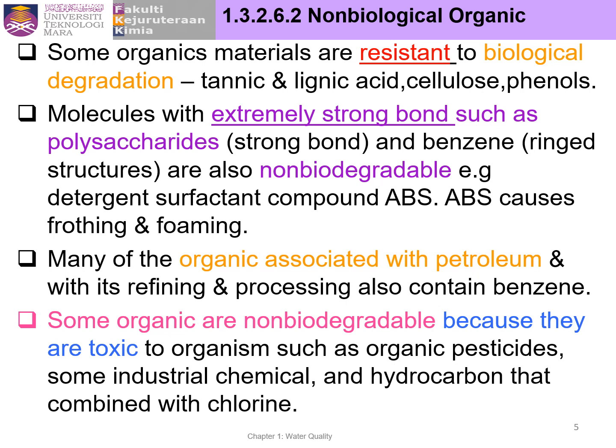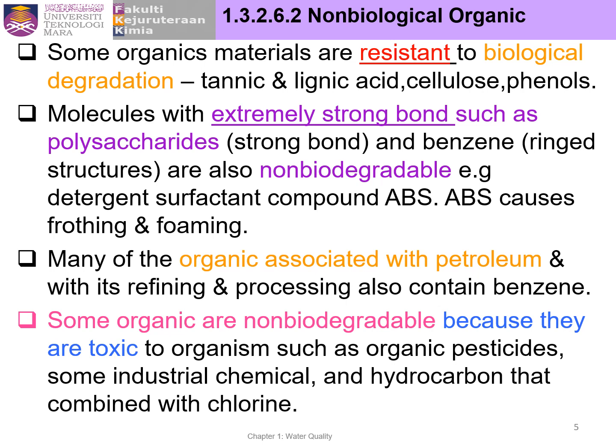The next part: just now was the biodegradable part, which easily degrades. But the non-biodegradable is the opposite. It means that it is very resistant to biological degradation. Examples are lignin, cellulose, and so on. Usually the characteristic of non-biodegradable organics is that they have an extremely strong bond, such as polysaccharides.